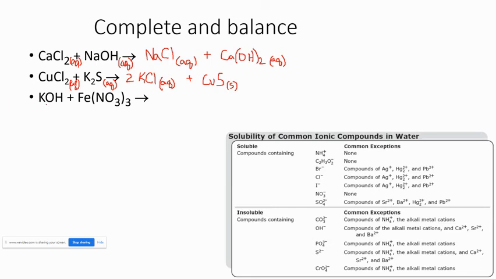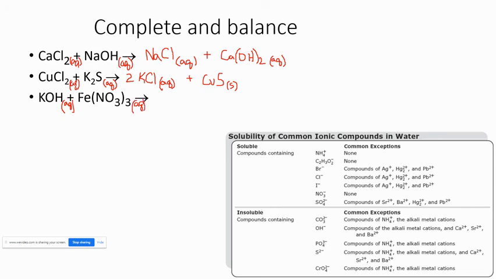We have potassium hydroxide plus iron 3 nitrate. Okay. A lot of stuff here. So hydroxides are not soluble unless they're with alkali metals. Potassium is an alkali metal. It's in group 1. So we're going to write AQ. Okay, nitrates. Nitrates are soluble always. So no matter what metal it mixes with, this NO3, it's always soluble, AQ. So we're going to put that there in parentheses.